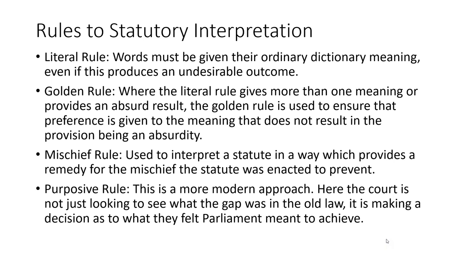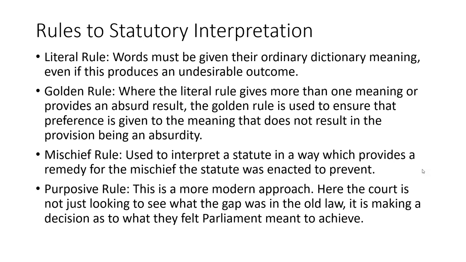So first we talk about the literal rule. In the literal rule, words must be given their ordinary dictionary meaning, even if this produces an undesirable outcome. So when judges assign the ordinary dictionary meaning to the word, that is the literal rule. When there is an ambiguous word, judges always apply the literal rule first. If the literal rule gives an absurd meaning or an undesirable outcome, then judges go to the golden rule.